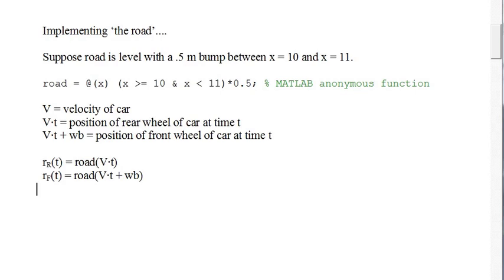Let v be the car's constant velocity. Then v times t is the position of the rear wheel of the car at time t, and v times t plus WB is the position of the front wheel of the car at time t. So we can define the function r sub r of t equals road of v times t, and that's the height of the road above the rear wheel at time t, and r sub f of t equals road of v t plus WB, which is the height of the road beneath the front wheel at time t.